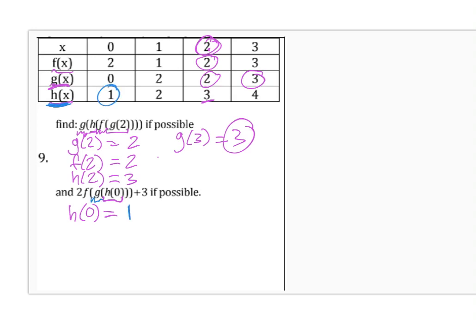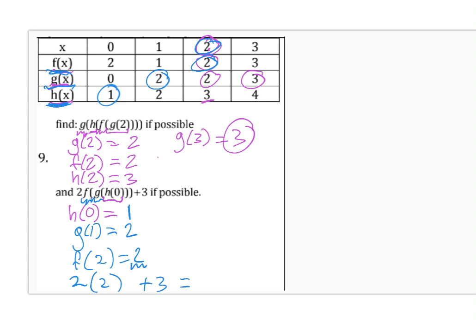Take a layer out. g of 1. g of 1 is 2. Go another layer out. f of 2. f of 2 is 2. And then we have that last layer: 2 times 2 is 4, plus 3, which is 7.